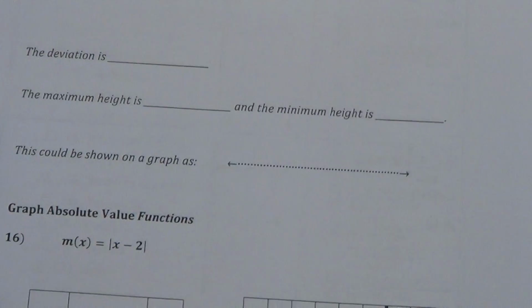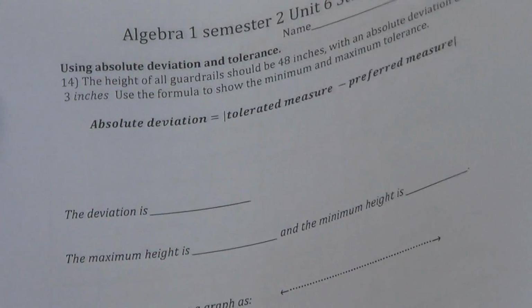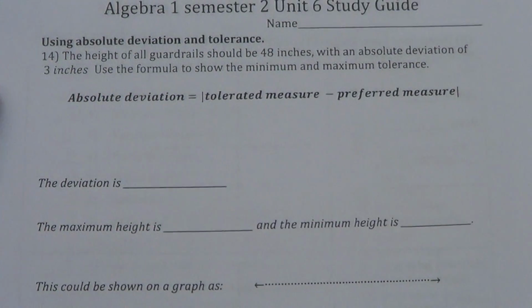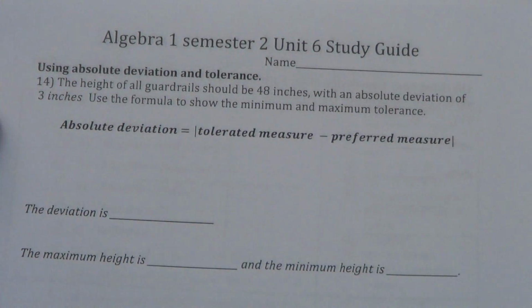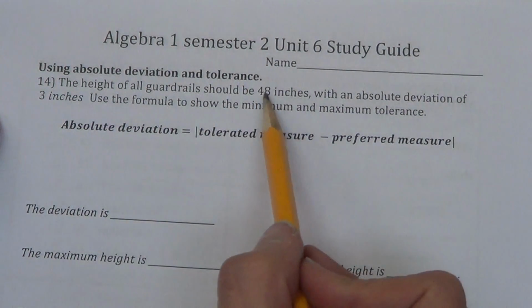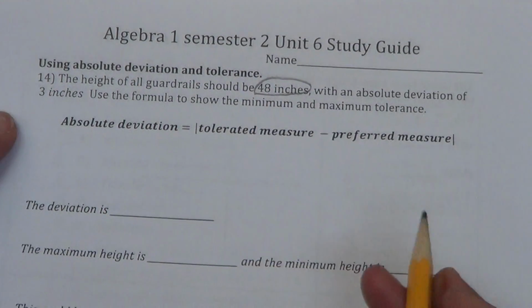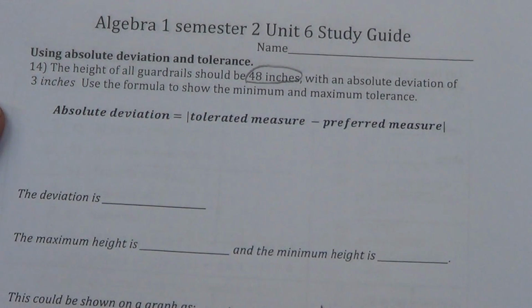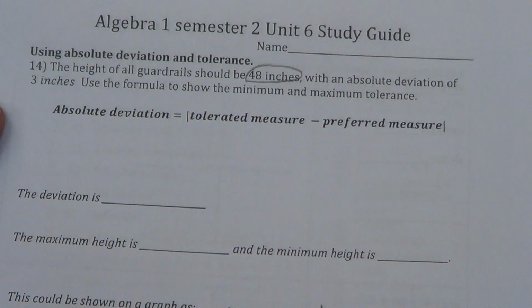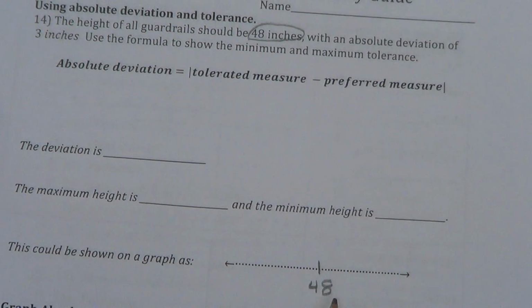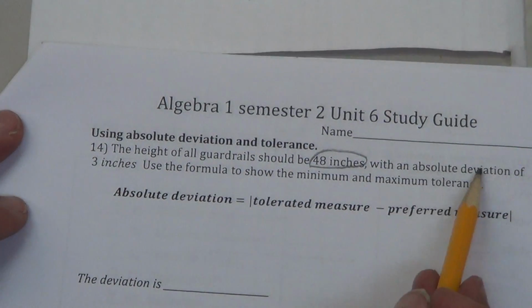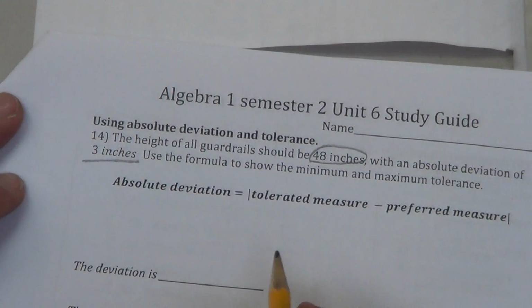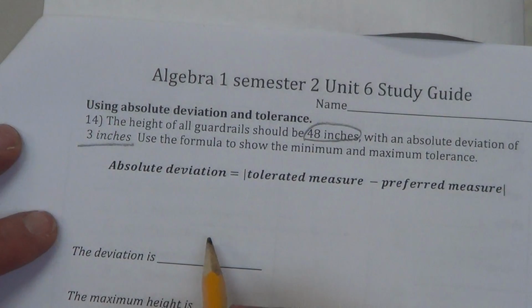Okay, page 3. This is the word problem on page 3, and this is the tolerance problem. We had it in the notes as well at the end of this unit. Again, you're looking for the target. The target is 48 inches. Come right down to the graph and make sense out of the math. Please make sense out of the math. Put the target in the middle. And then look for the error. Absolute deviation is your error. It's 3 inches. You can fill it in here where it asks for the deviation.